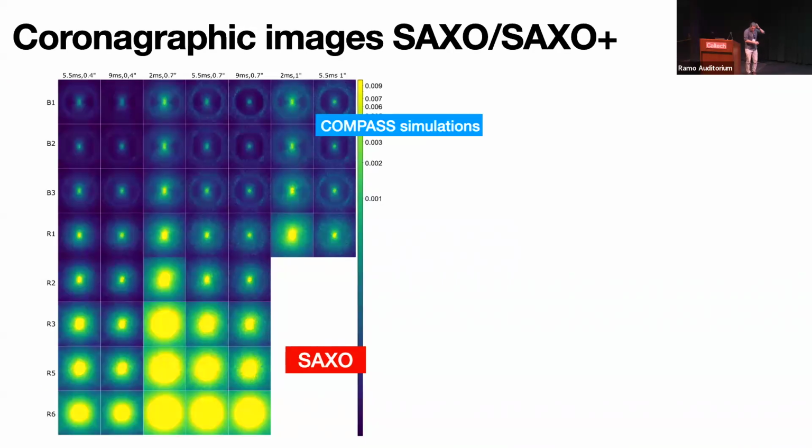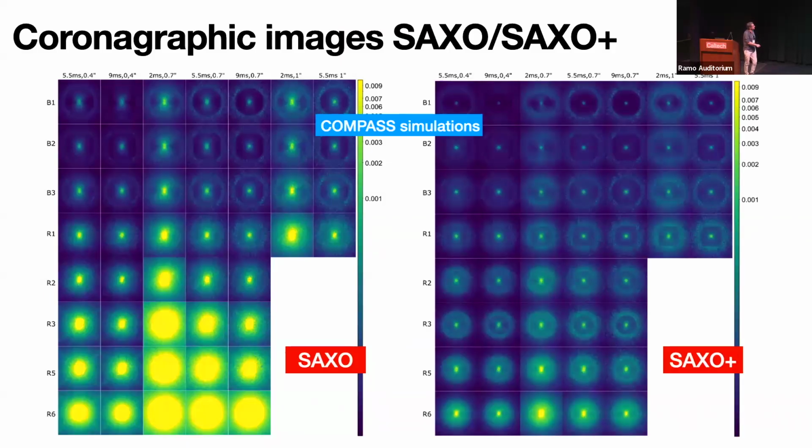So this is just an illustration of a few simulations of the focal plane images with the coronagraph, obtained with end-to-end simulation, with the COMPASS simulation. Again, it shows the brightness of the star and the condition of the turbulence. Obviously for very red targets, the residual is very important with SAXO, while for SAXO Plus we improve the performances quite a lot and reduce all the residual.